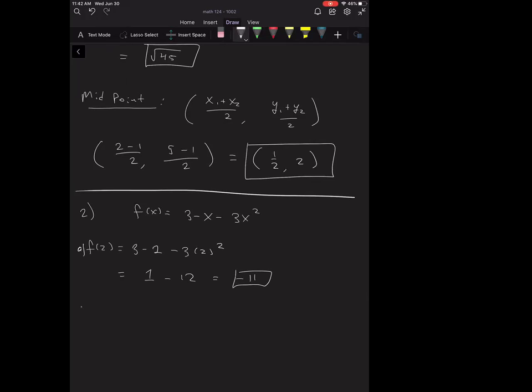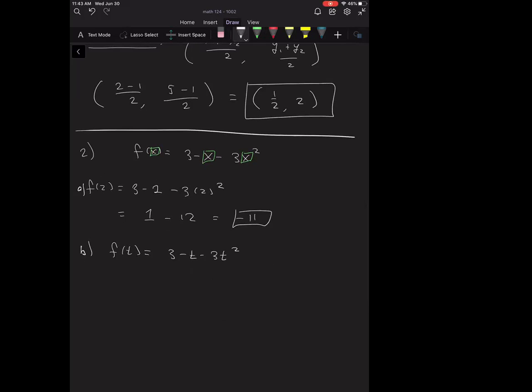Okay, so b is just asking us to find f of t. Basically, all that means is, wherever we see an x, because remember this x is just whatever we put inside these parentheses, we're going to place it here, and then we're going to place it here. Now what's on the inside of the parentheses is a t, so we're going to put a t there. So it's going to be 3 minus t minus 3t squared. So really not much to do for this part of the problem.